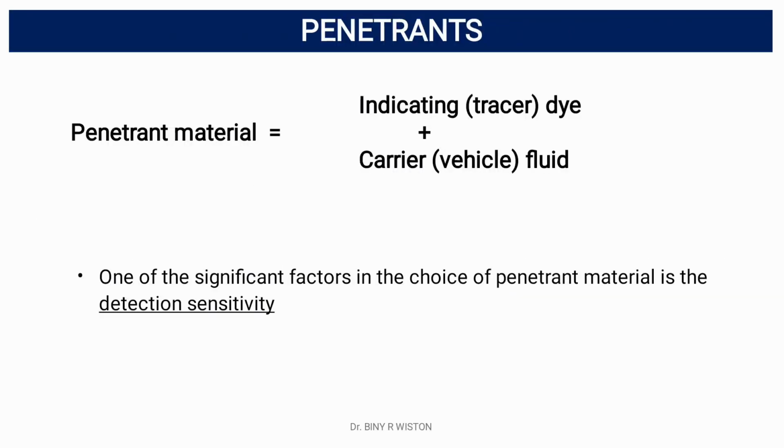Penetrant material is a mixture of an indicating dye, which is a tracer, and a carrier fluid, which is a vehicle fluid. A good penetrant should possess the ability to penetrate discontinuities quickly and completely. It should be easily drawn into discontinuities by capillary action. It should not evaporate or dry rapidly. It should be non-flammable, odorless, non-toxic. It should possess stability under conditions of storage.